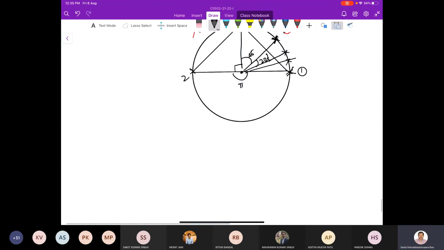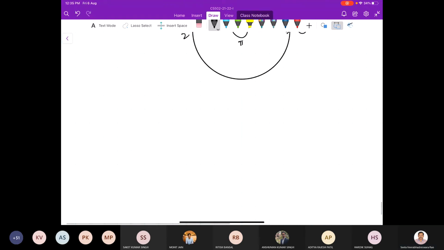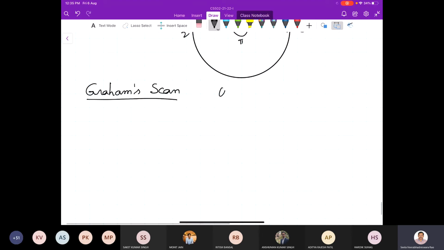So the next algorithm is what is called the Graham scan, or Graham's algorithm. This is proposed by Graham, that's why it is called the Graham scan. And this is the first algorithm whose complexity is O(n log n), so it is decreasing from the previous order n squared to n log n.